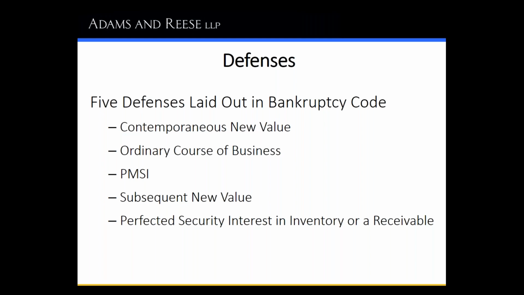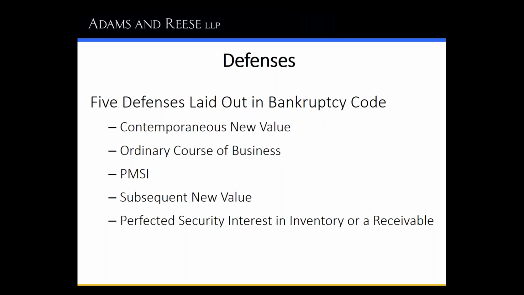The purchase money security interest is when funds are used to purchase a specific item. The creditor has a security agreement describing that property. The funds are used only to purchase that item. The item is actually purchased by the debtor, and the creditor perfects their security interest within 30 days of the debtor receiving that item. The perfected security interest in an inventory or receivable is a floating lien.